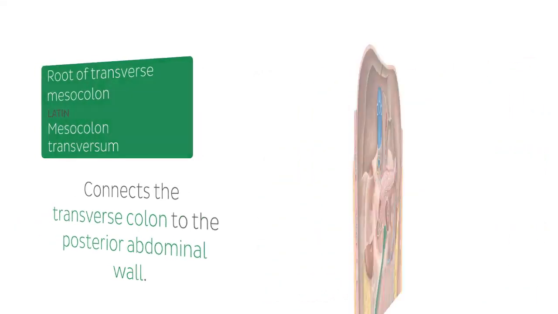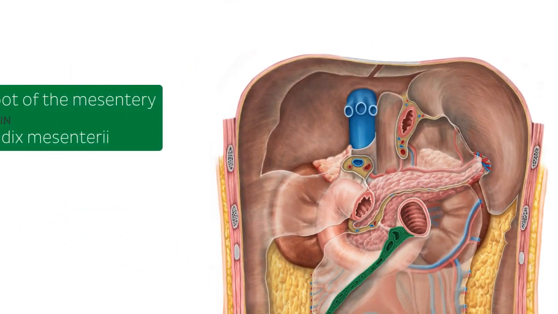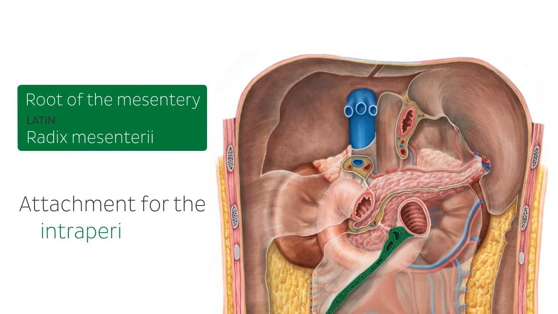Another important peritoneal fold is the mesentery proper, which provides attachment for the intraperitoneal small intestines. The root of this membranous tissue, the root of the mesentery, extends from the posterior wall of the abdominal cavity, from the duodenal-jejunal flexure to the right iliac fossa.